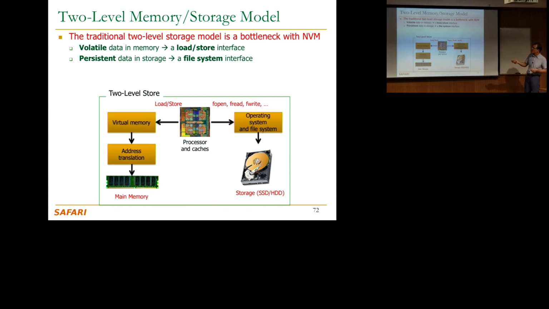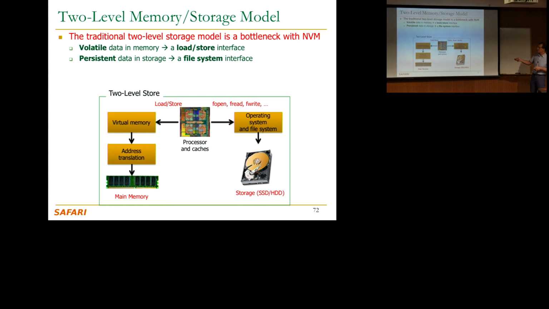So what is that? You have volatile data in main memory, and you have a load-store interface. And that interface today is very heavily accelerated because this device is extremely fast, DRAM. So people have put a lot of effort into the virtual memory subsystem, address translation subsystem, to make it extremely fast, right? This is on the order of nanoseconds to get to main memory, because this is on the order of nanoseconds, right?